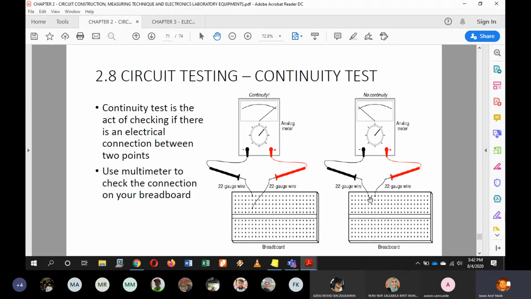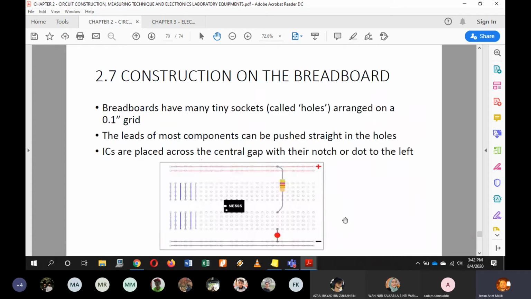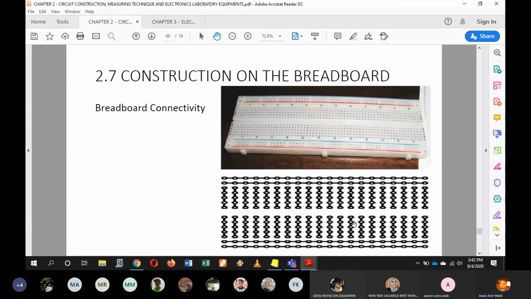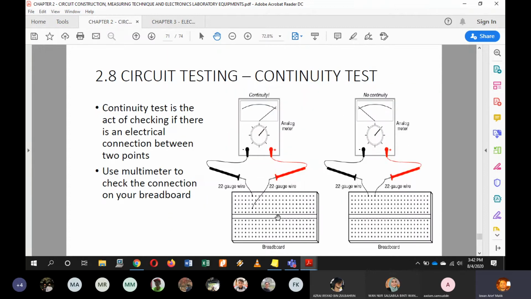Okay, and then if you put it in series like this, your value will become 0, means that there is no continuity. Okay, the reason why, because between this point and this point, they are not connected together. Okay, just compare to this breadboard connectivity diagram here. If you place it here and here, then there will be connectivity. But if you place it somewhere here to this point here, there will be no connectivity. Okay, so the values will become 0.